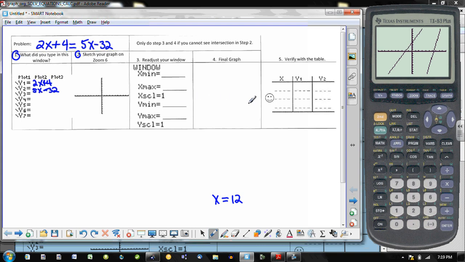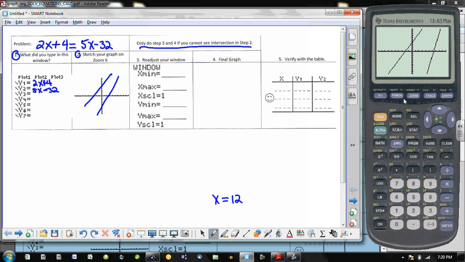Then from there we see that step 2 is to sketch the graph on zoom 6. Well, zoom 6 is the standard zoom. It's where you have 10, negative 10, 10, negative 10 for your up, down, right, and left. So I'm just going to draw a rough sketch of that. And you see those lines are going to come together. Now it says here, only do steps 3 and 4 if you can't see the intersection in step 2. Well, I can't, so I'm going to make a window adjustment.